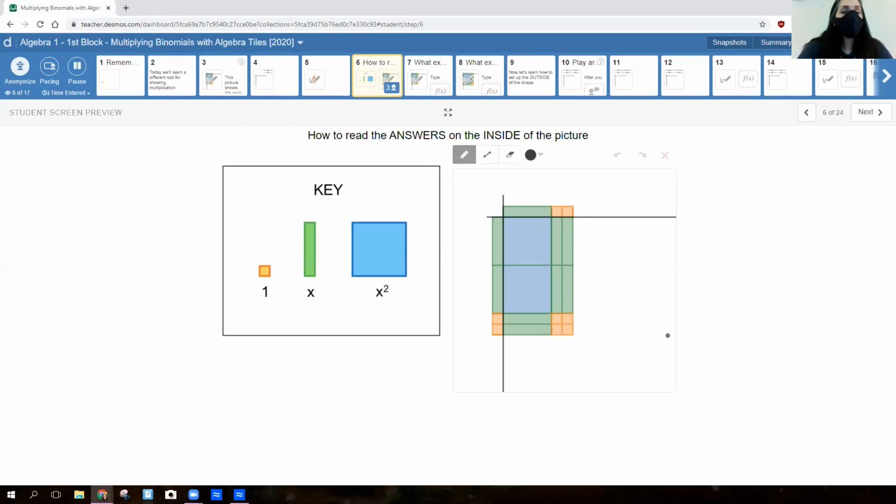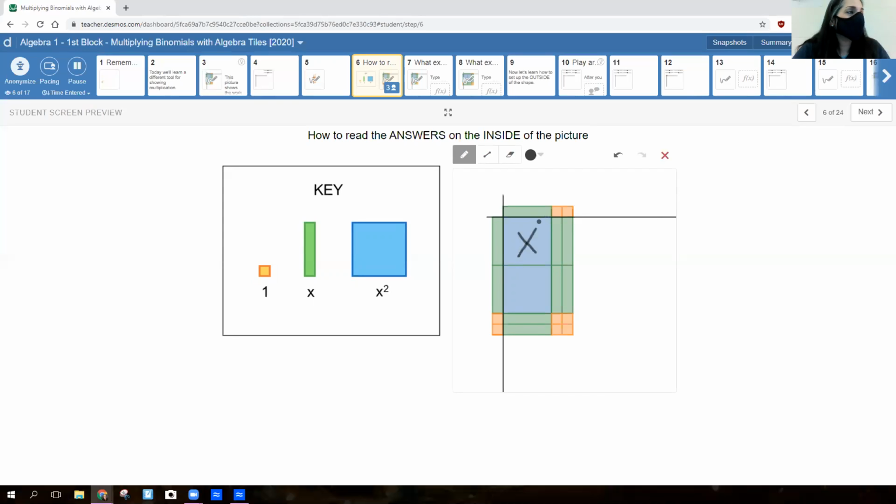Okay, so this is going over what I described to you a couple slides ago. It gives you a nice key. So these big blue squares, those are x squared. Notice you have 2 of them. These long green ones are just plain old x's. So we had 1, 2, 3, 4, 5, 6 of those. And then the little orange squares, the little ones, those are the units. So 4, okay?